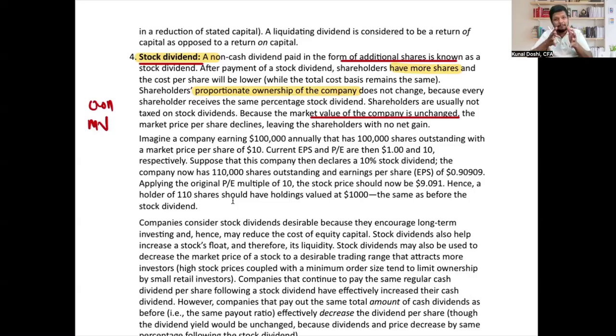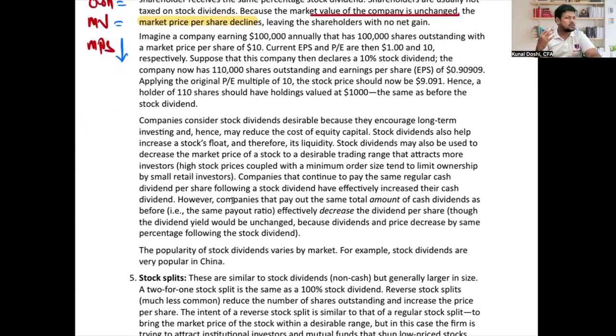But because now there are more shares, the market price per share might go down. So this will remain the same. This will remain the same. Market price per share might decline. Understood, everyone? Right? This is the impact of stock dividend. Clear? Right? Now they've given an example about how this reflects, but you don't have to go into detail.